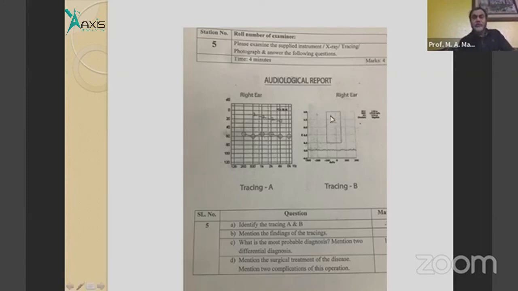Surgical treatment of this procedure: myringotomy and insertion of grommet. Complications of grommet insertion, as you know: you can injure the eardrum, you can injure the ossicles, you can injure the jugular bulb.